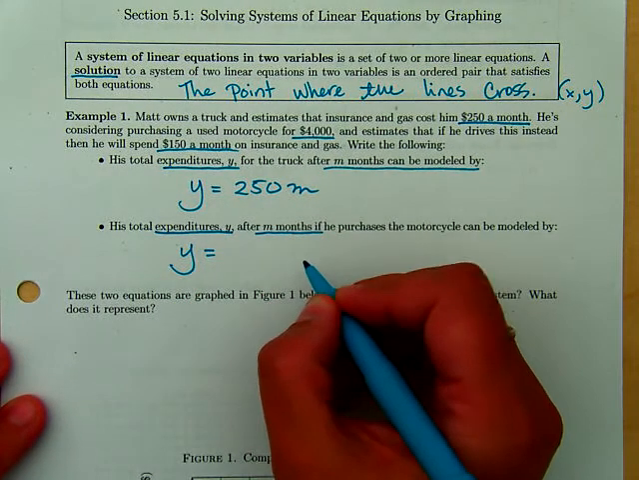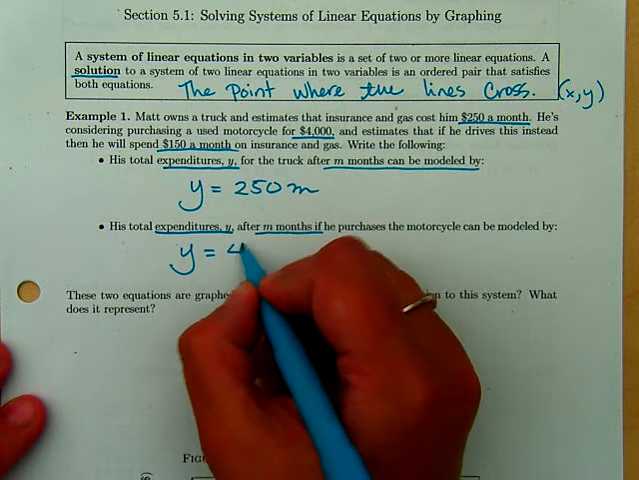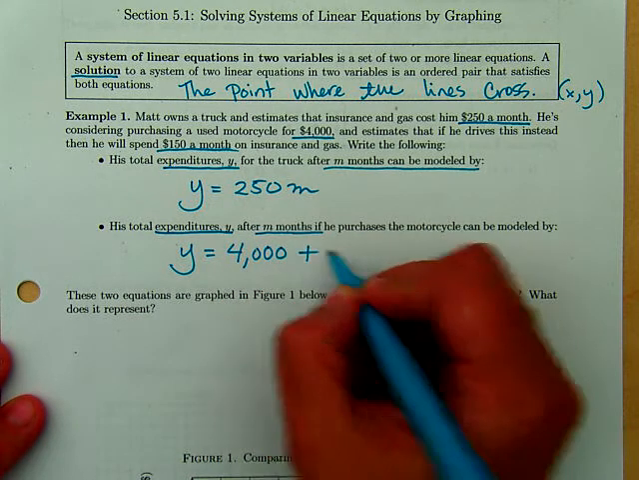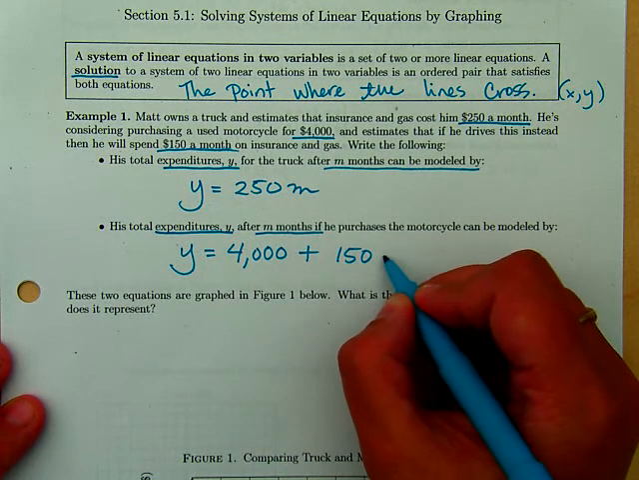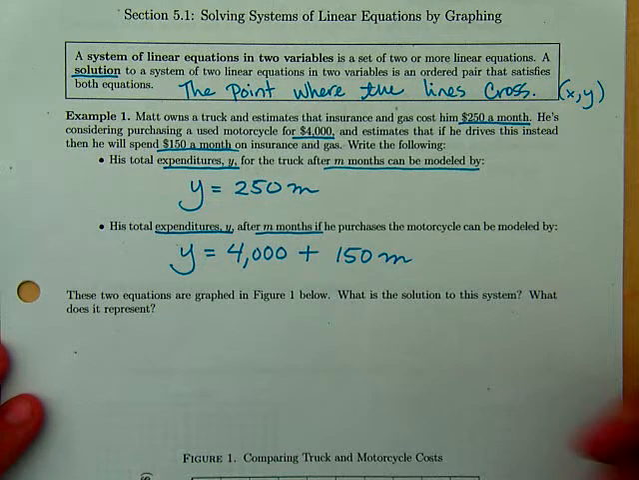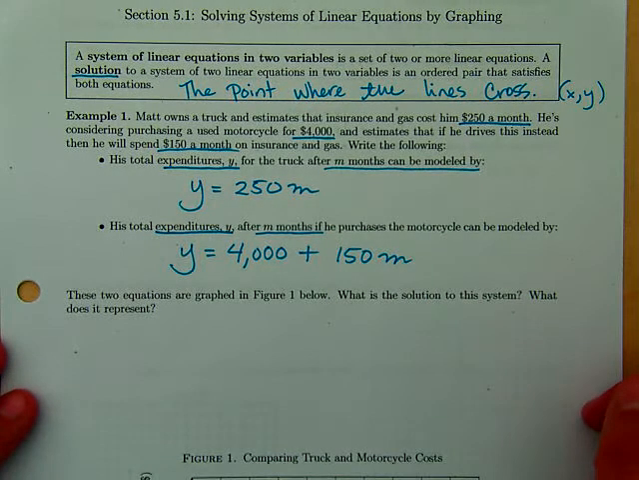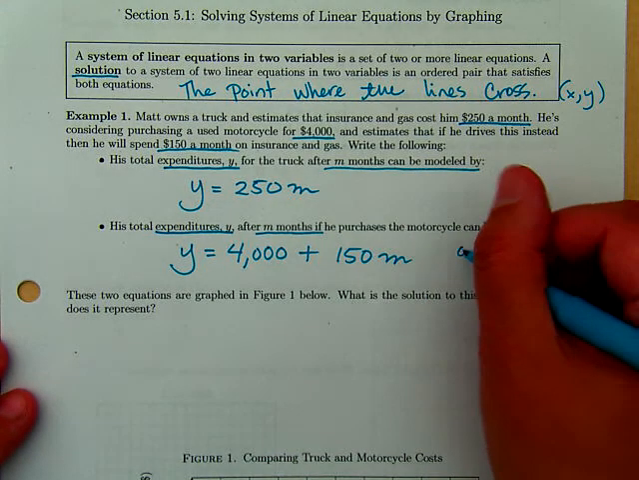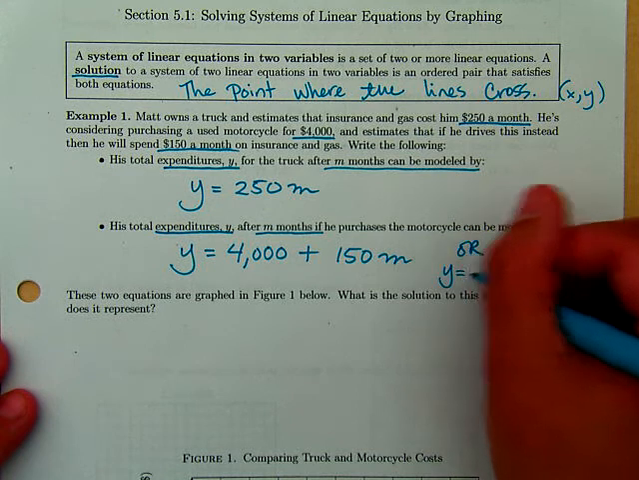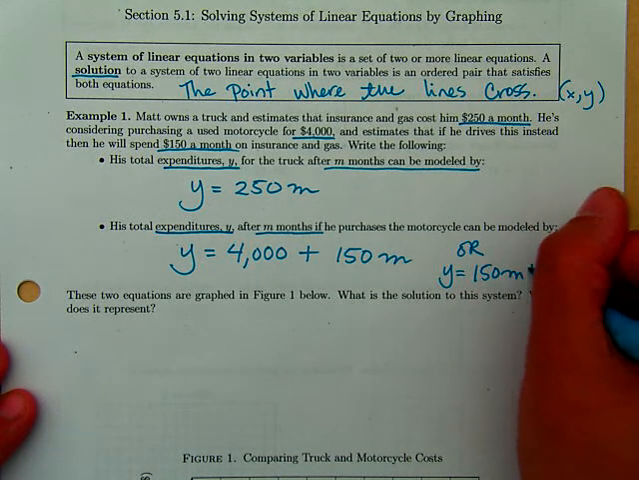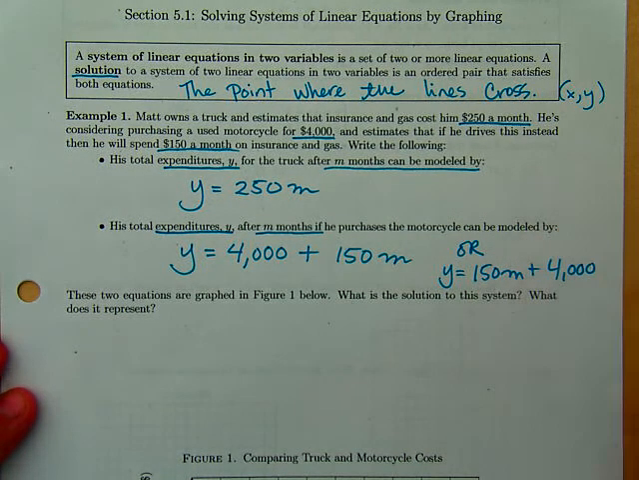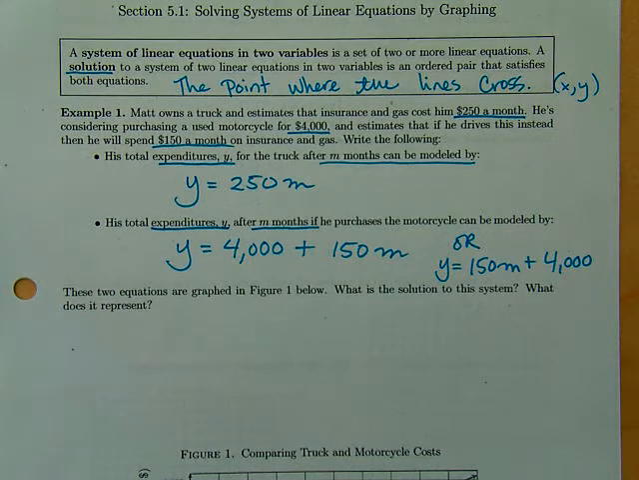y equals 4,000 plus 150m. And we could use x, but we're using m because they gave us that variable. Now, actually, it's interesting. I heard some people say y equals 150m plus 4,000. Is that the same thing? Yeah, it is the same thing.